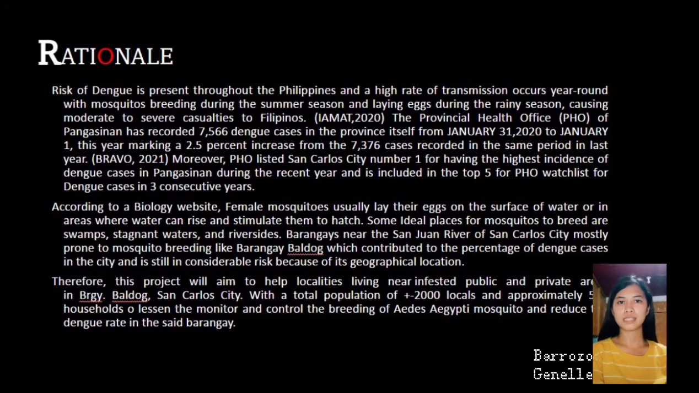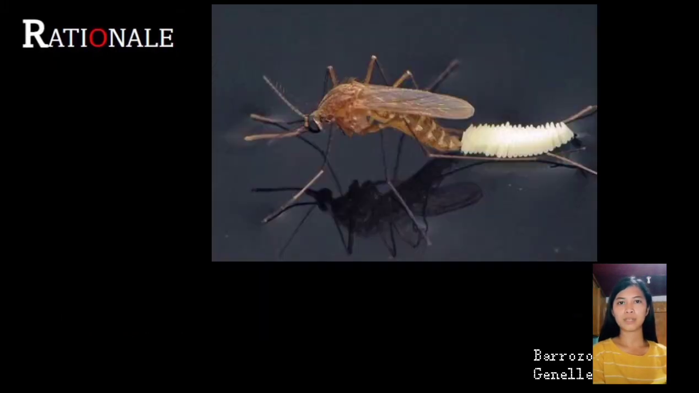Moreover, PHO listed San Carlos City number 1 for having the highest incidence of dengue cases in Pangasinan during the recent year and is included in the top 5 for PHO watch list for dengue cases in 3 consecutive years. According to a biology website, female mosquitoes usually lay their eggs on the surface of water or in areas where water can rise and stimulate them to hatch.